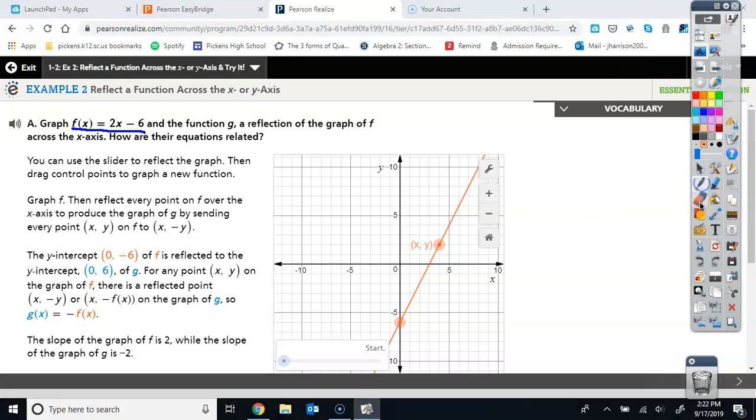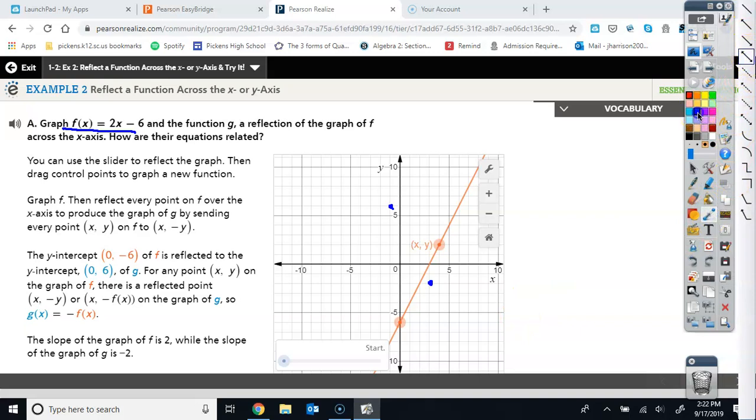If you take those points and you reflect them across the x-axis, this one is going to come up here, and this one is going to go down here. So you will see that this graph will reflect across.